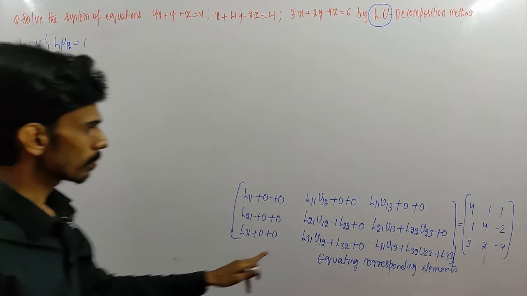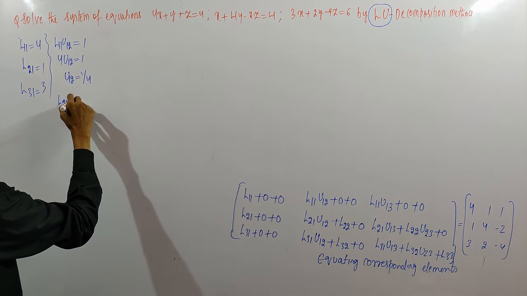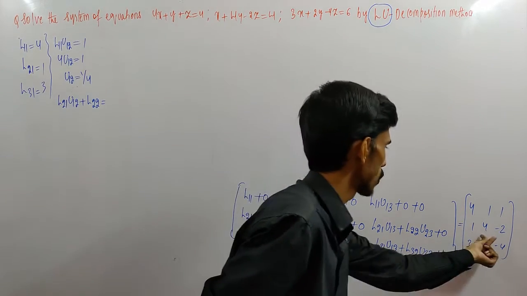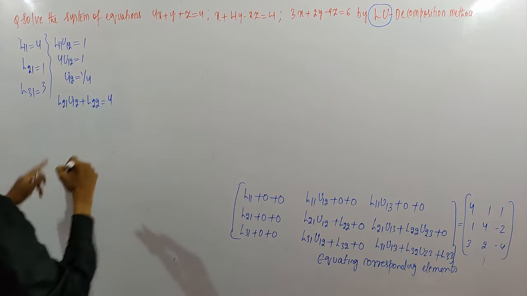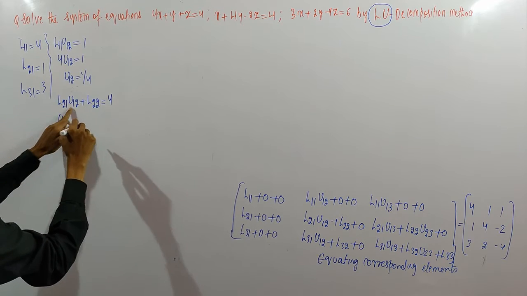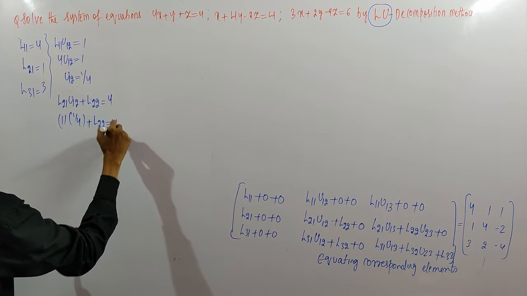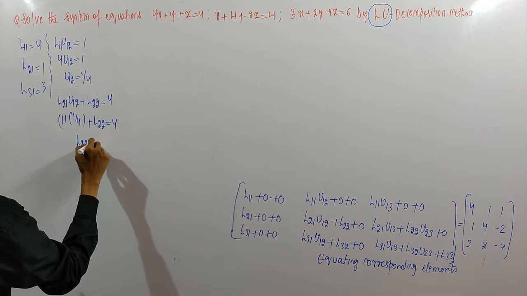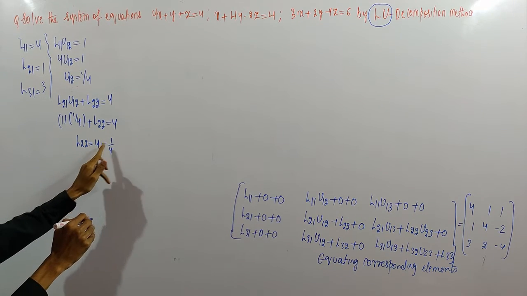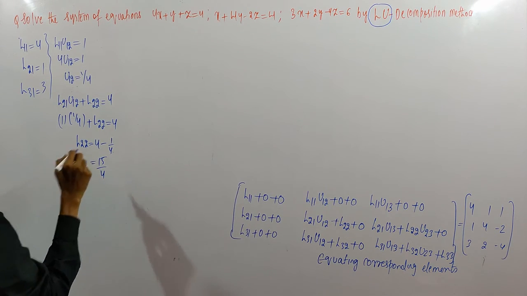Next L21 U12 plus L22, this value is equals to 4. L21 value we have 1, so this value is 1, U12 value is 1 by 4 plus L22 is equals to 4. So from this we have L22 value is 4 minus 1 by 4. We have 4 4s are 16, 16 minus 1, we have 15 divided by 4. This is the L22 value.